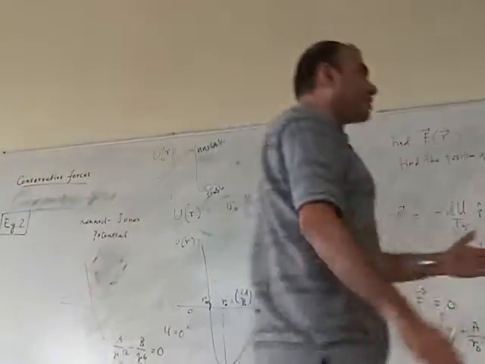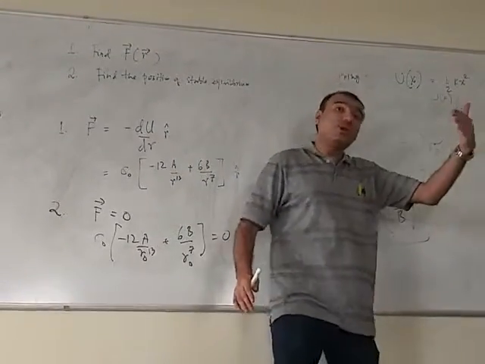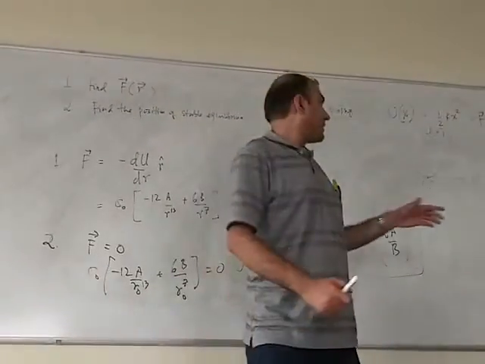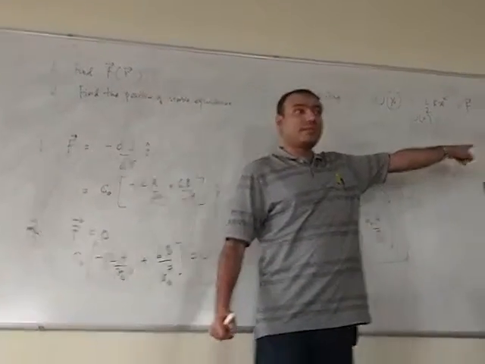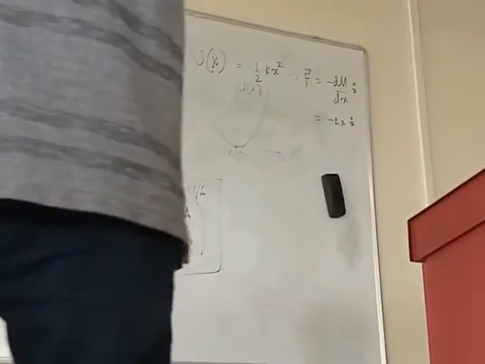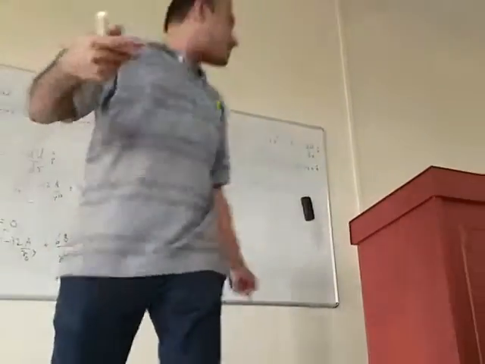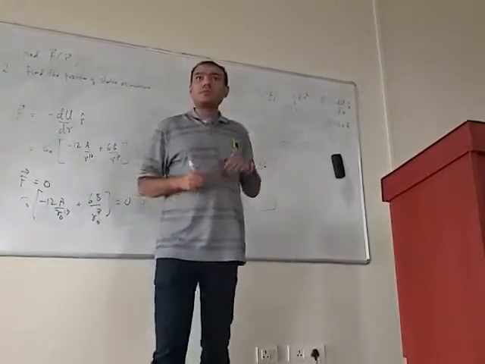If you extend it too much, then it goes beyond x greater than 0. Then also it will try to restore it back because of this minus kx sign. So compress it, it tries to extend back. Extend it, it tries to compress back again to where? To this equilibrium position.